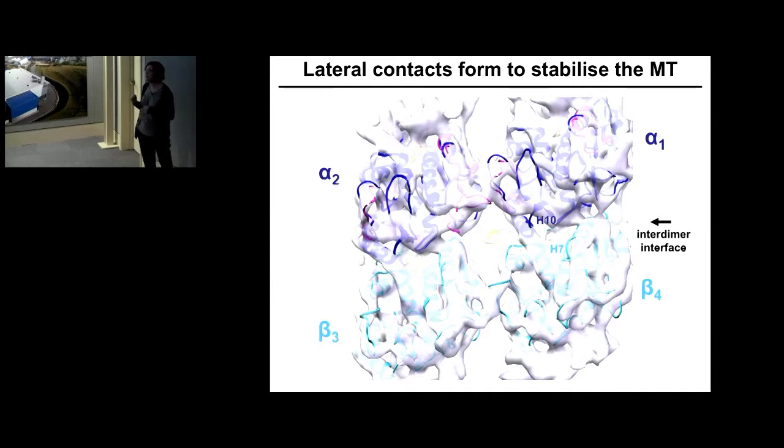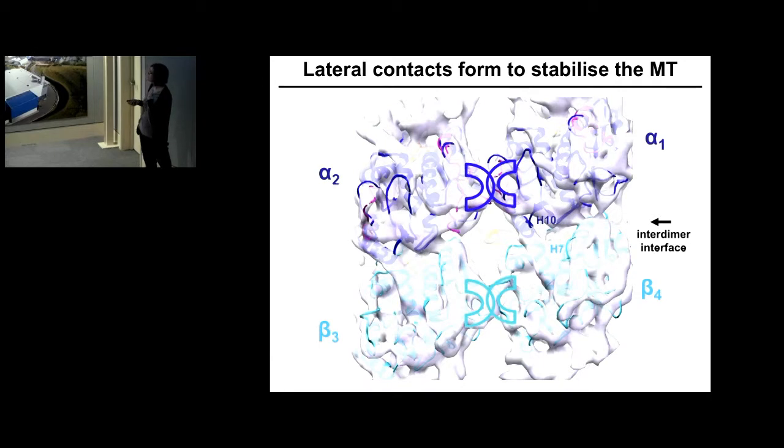Doublecortin doesn't reach through to the inside of the microtubule cylinder, and so the idea by which Doublecortin stabilizes the microtubule is to facilitate the proximity of the tubulin subunits, and then allow them to form these lateral contacts between the alphas and betas across the protofilaments, and this allows stabilization of the microtubule cylinder. These structures are not specific to Doublecortin stabilized microtubules. These are very typical of microtubules stabilized by any number of different reagents.